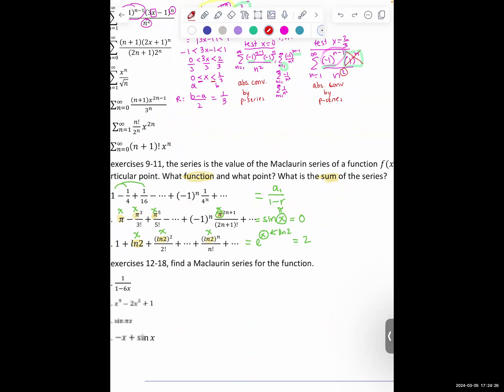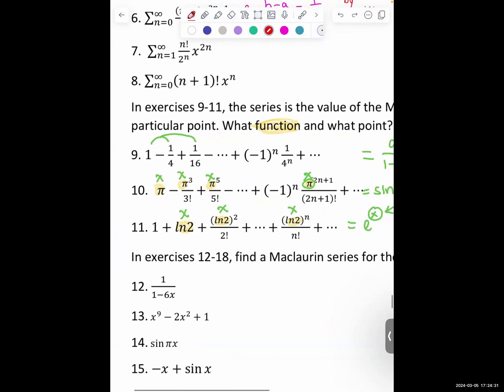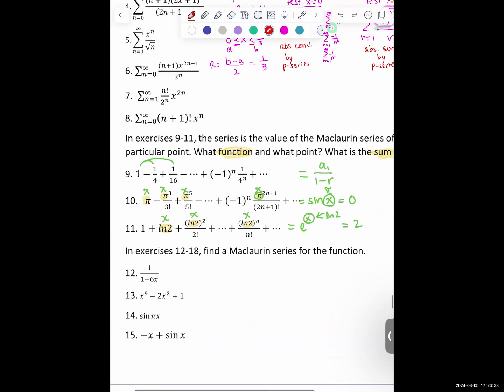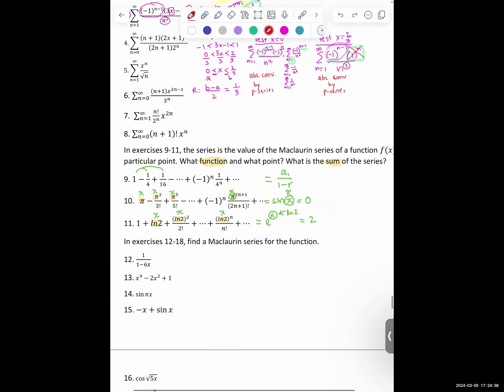Okay, so nobody asked, but I just want to mention that when you're taking a look at exercises 9 through 11, the series is the value of a Maclaurin series of f of x at a particular point. What is the function and what is the point? And then what is the sum of the series? Remember I talked about how there are two variations of every function now: the function representation and the series representation, and the series representation also happens to be the sum.